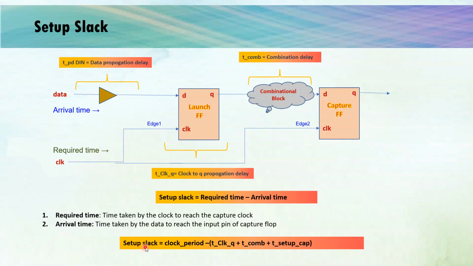So if this setup slack, which is clock period minus the whole combinational, setup and clock to Q delay, is positive, we can say that this particular path is meeting the setup timing constraint. If not, this value will be negative, and that negative value will tell the tool or the designer how much optimization has to be done to meet the timing requirement. We'll see this in the next slides and try to understand these things in more detail.